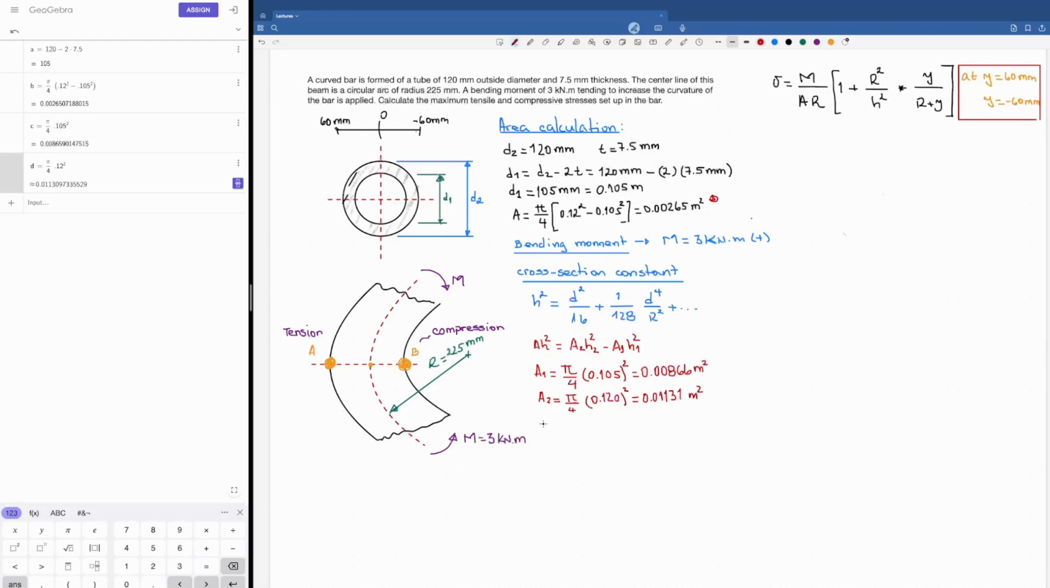Now let's calculate the cross-section constant of each one of those rounds. So the cross-section of a round cross-section with a diameter equivalent to D1 is going to be this much. I'm going to apply the formula: 0.105 squared divided by 16 plus 1 divided by 128 times 0.105 to the power of 4 divided by this radius to the central axis squared, which is 0.225 squared. And we said that we're not going to consider the higher order terms here because they are very small. Let's go to the calculator.